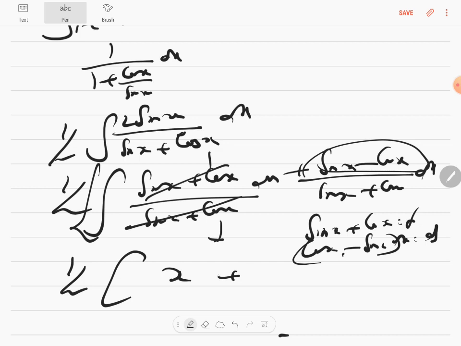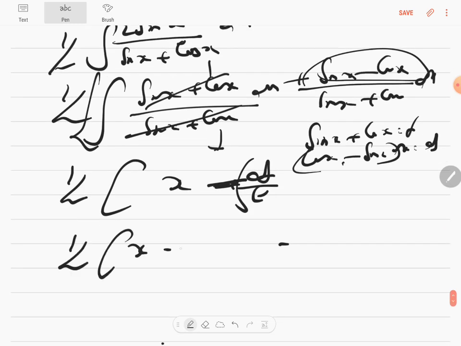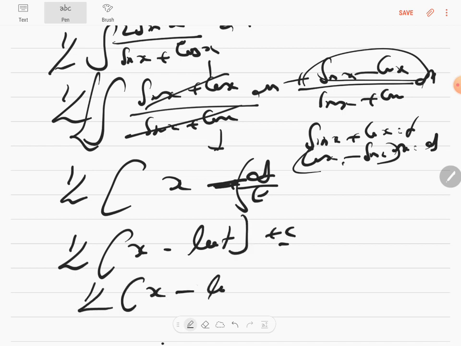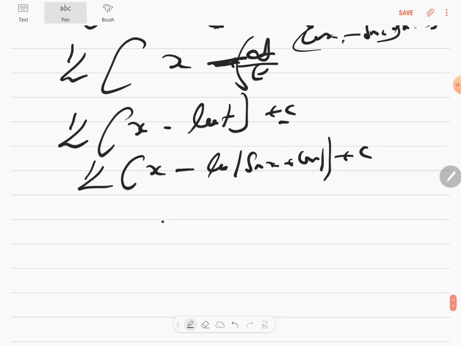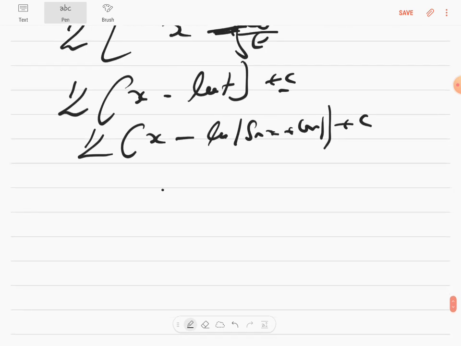Which is minus dt by t integration. So half of x minus log t plus c. Half of x minus log of mod of sin x plus cos x plus c. Are you clear? Can I go to next sum? Okay, very good. So similar, I am not doing the 33rd, it's similar to this. 1 by 1 minus tan x, I am not doing it.